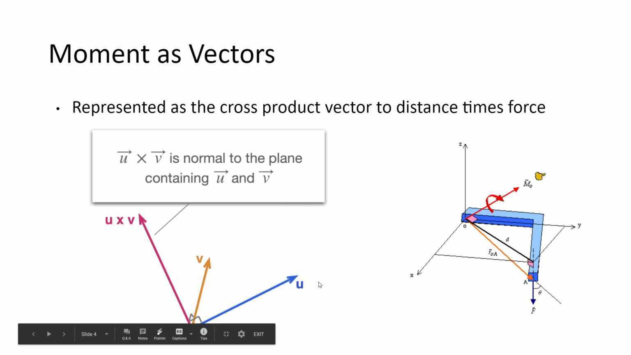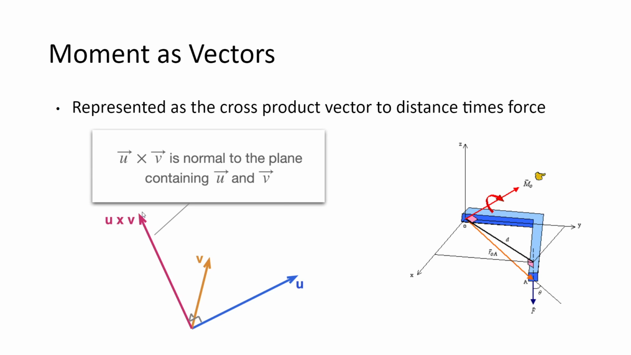If you guys remember, a cross product is just your u times v cross product vector here, where you're getting the perpendicular product of this u vector times your v vector. And so u times v then is the cross product of vector u and vector v. In our scenario, in a moment, u would be your radius vector or your distance vector, v would be your force vector, and u times v would be your moment.